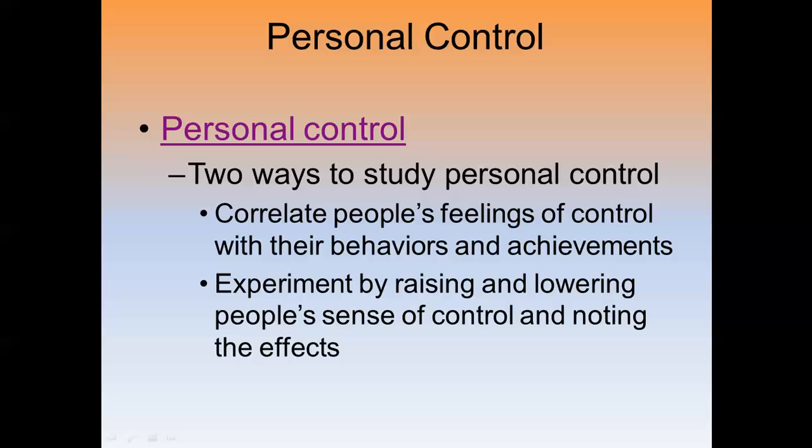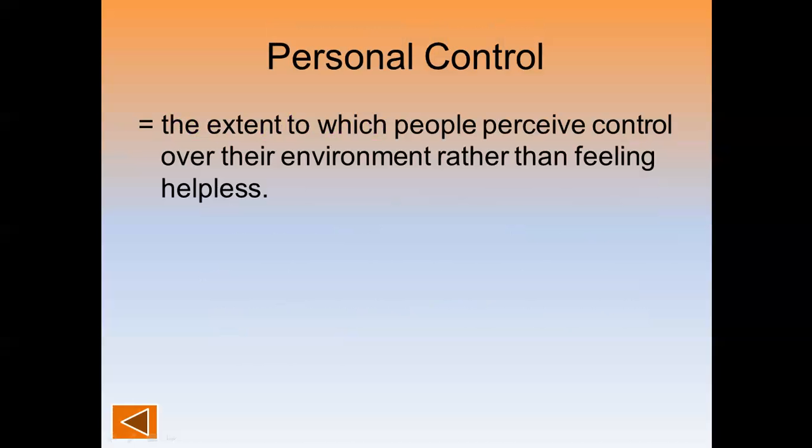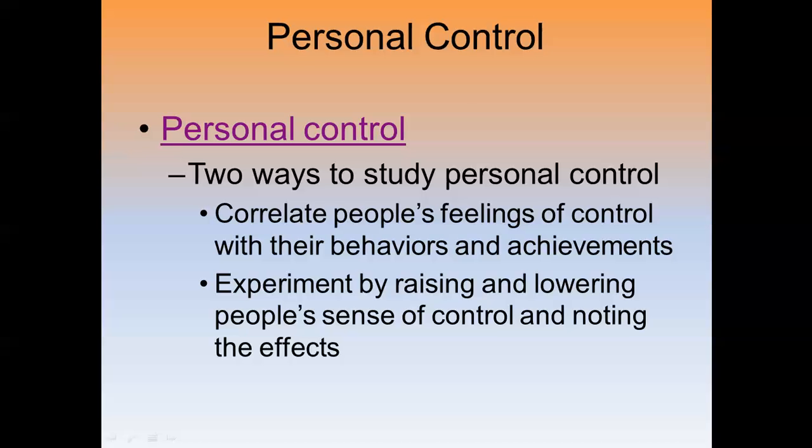In examining our interactions with our environment, social cognitive psychologists emphasize our sense of personal control. And this is the extent to which people perceive control over their environment rather than feeling helpless and that they have no control over their environment and their lives. And there's two ways to study this. We can correlate people's feelings of control with their behaviors and achievements, or we can experiment by raising and lowering people's sense of control and noting the effects. And that's when we would actually manipulate variables.